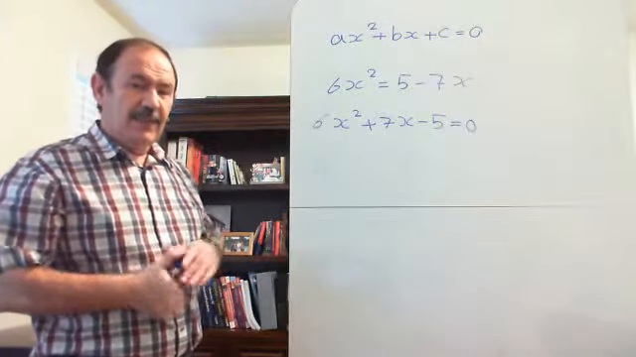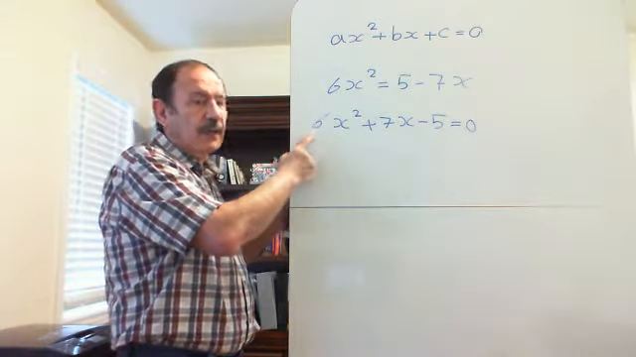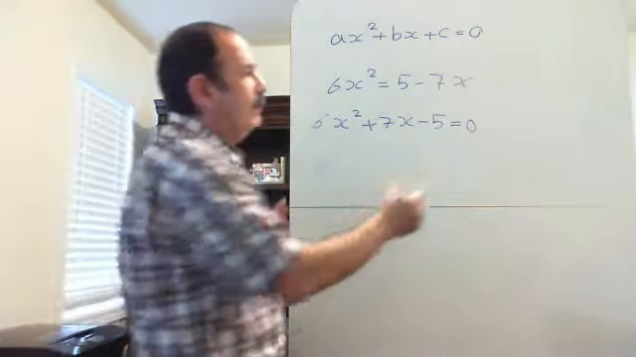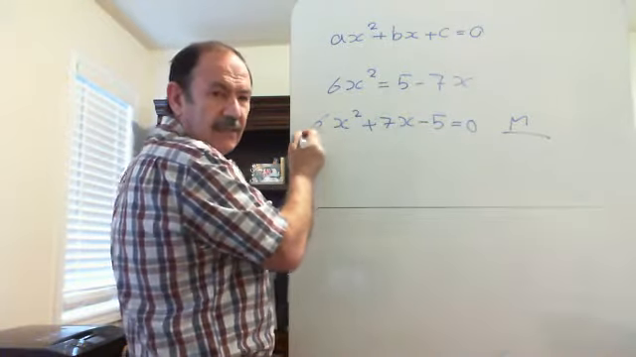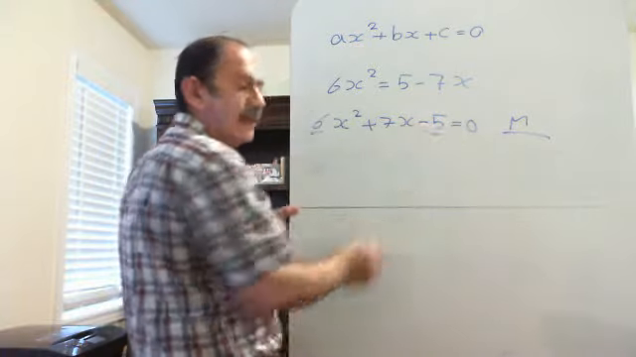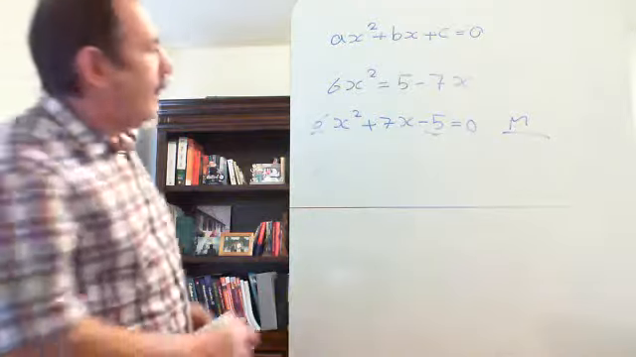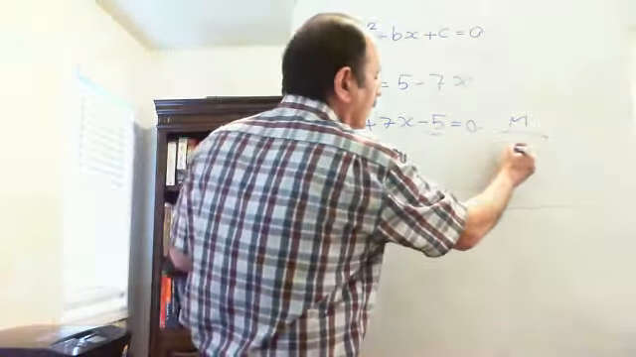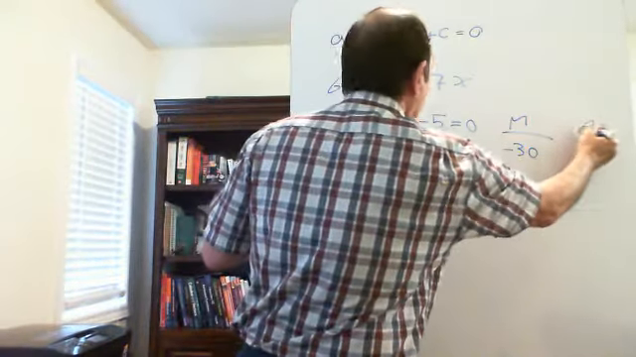For factoring this one, remember, because the coefficient of x squared is not 1, is anything other than 1, we should find two numbers. When we multiply them, the result should be 6 times negative 5, the coefficient of x squared multiplied by the constant, negative 5. So 6 times negative 5 is going to be negative 30. And when we add them, it should be positive 7.